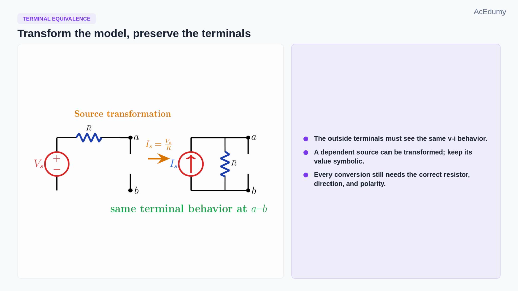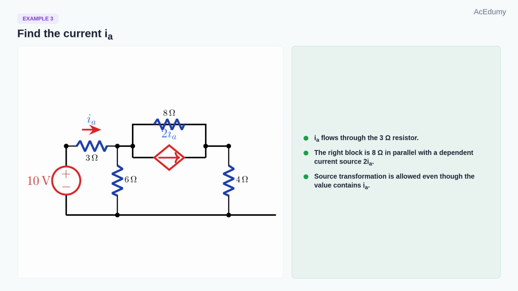In the first example, the source is dependent, so its value contains IA. That is allowed. We transform it symbolically and solve for IA at the end. Example 3 asks for the current IA. The current IA is the current through the 3 ohm resistor, moving from the 10-volt source toward the right.